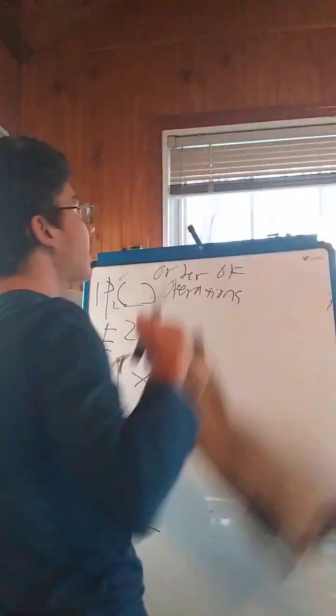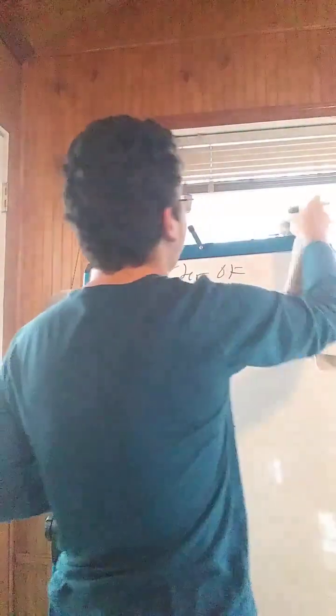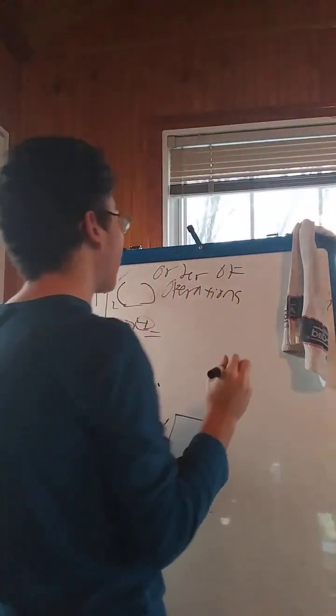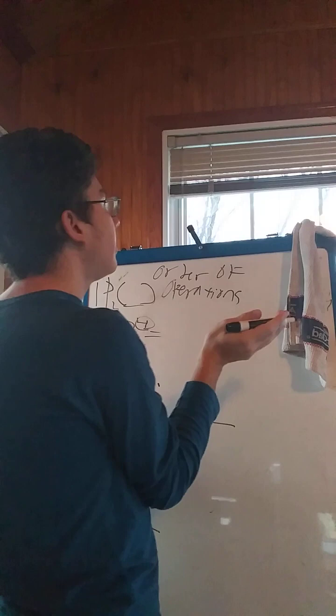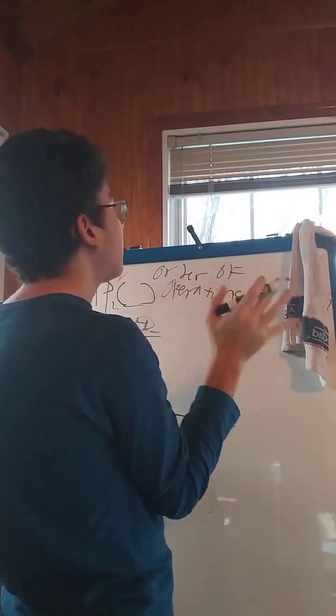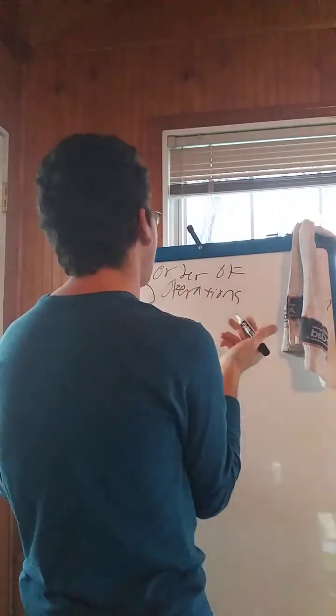So let's just start out with one type of example, and you're going to see how this is going to go. We're not going to be including really any variables or any decimals into this at all.